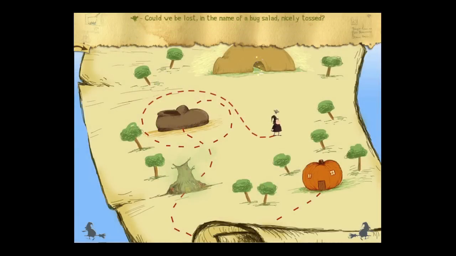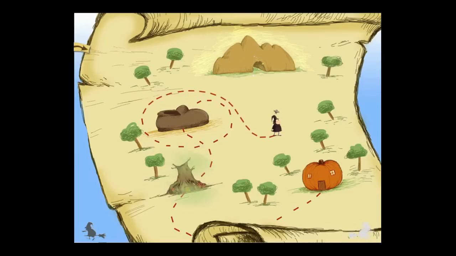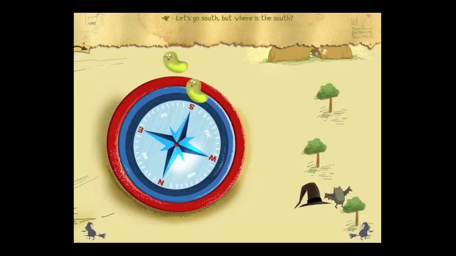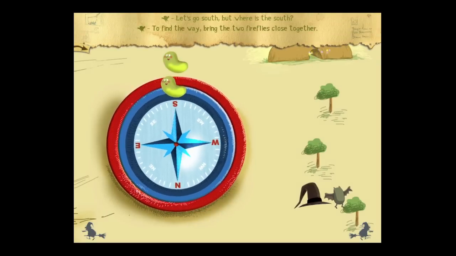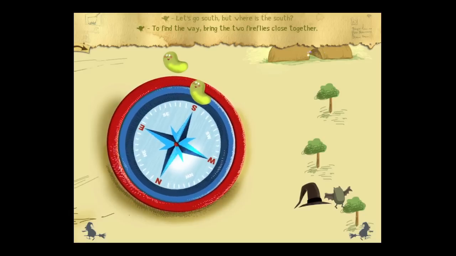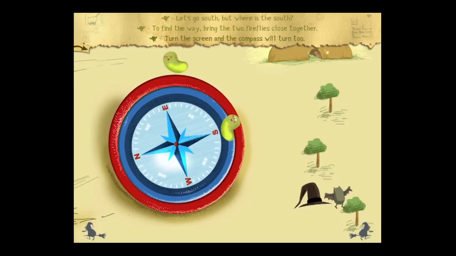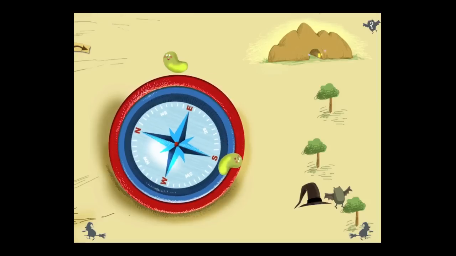They're on a journey to find ingredients for the potion the witch needs to figure out her name. Here's another game. This is the compass game, which takes advantage, again, of the iPad and iPhone technology of the compass. This is a real compass. I'm actually moving my iPad, and it's responding to the direction that I'm moving it in.